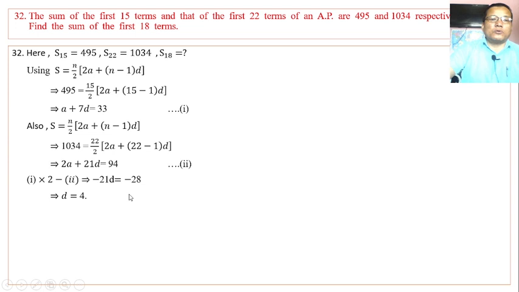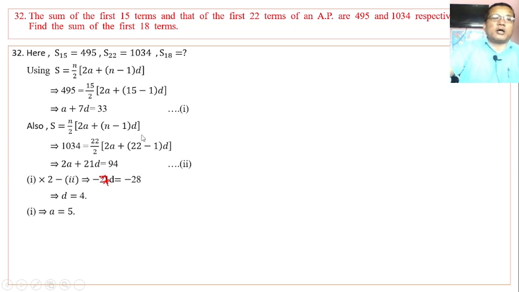The value of D must be 7. Subtracting 14 from 21 gives minus 7. The value of D is then 4. Putting the value of D into equation 1, the value of A is 5.